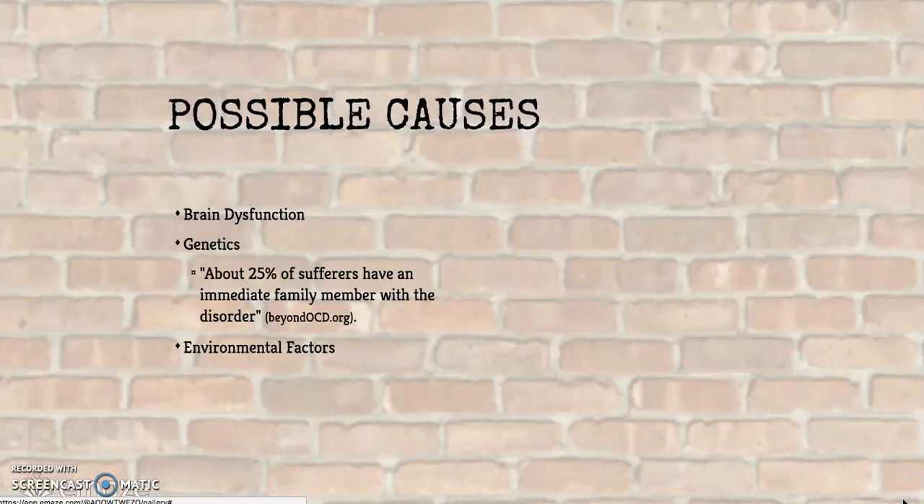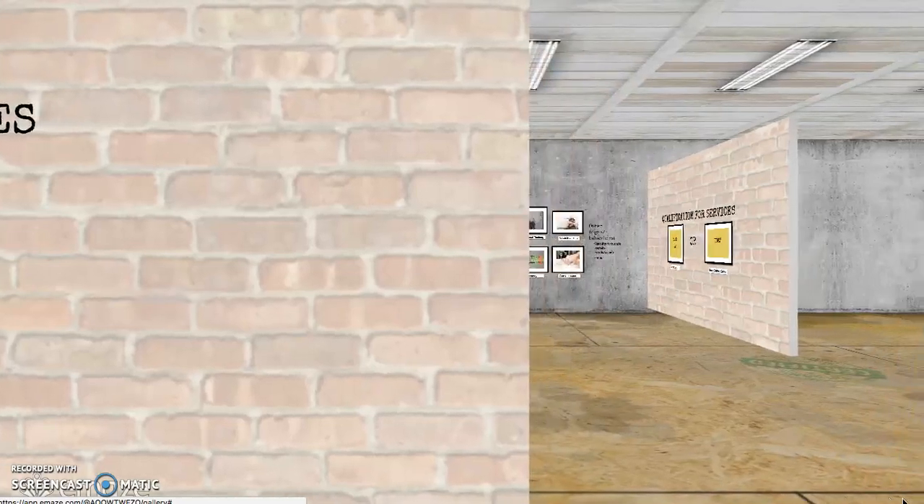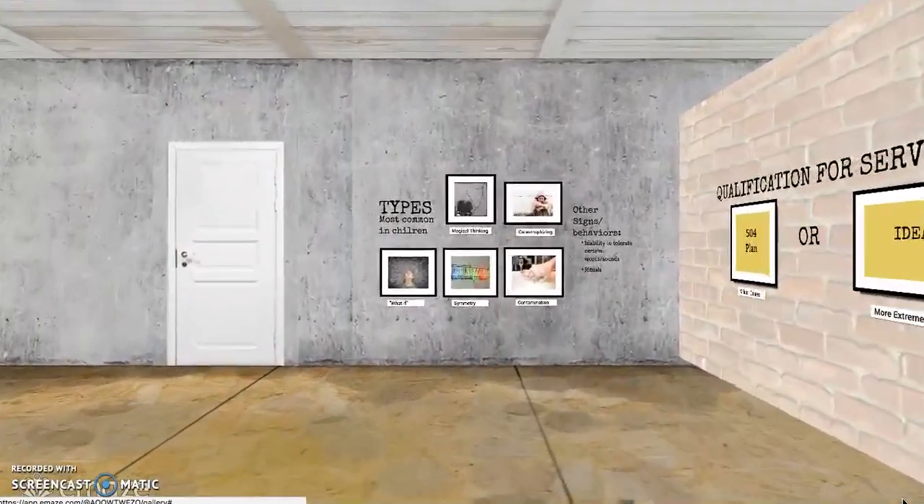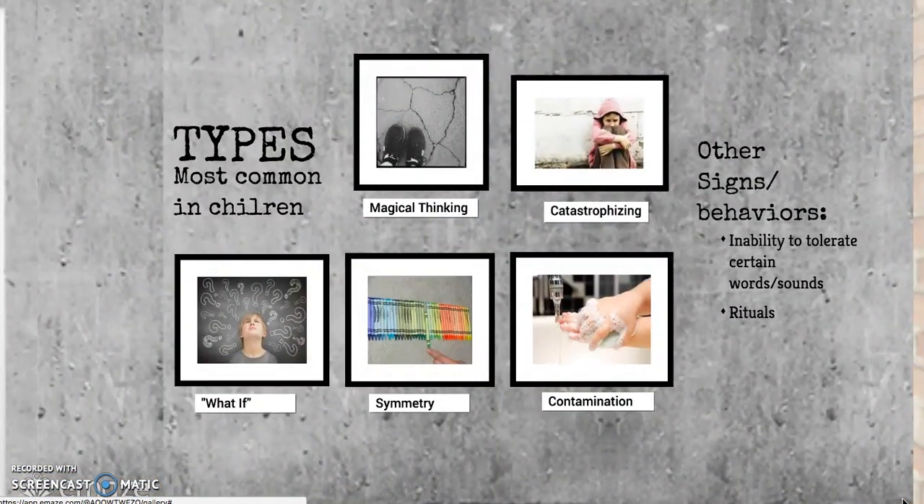Environmental factors can play a role in OCD as well. Learning theorists believe that behavior conditioning may contribute to the development of the disorder. Children who see adults consistently responding to stress with compulsive behavior can develop similar behaviors. There are many different types of OCD, but the following are the most common among children.